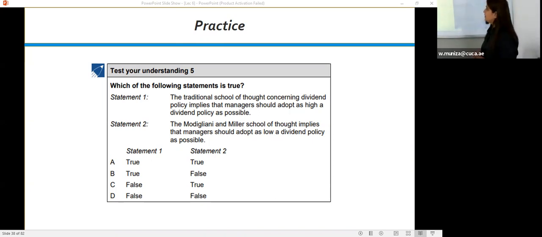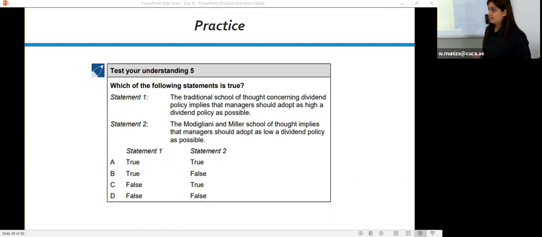Statement 2. The MM school of thought implies that managers should adopt as low a dividend policy as possible. Is this a stance taken by MM theory? Dividend irrelevancy theory? We look into the earnings situation for this. They have provided us a view that dividend is irrelevant. They do not say that we have to give as low a dividend as possible. They say that dividend is irrelevant. Even if it is paid or not, it is irrelevant. So this was not the stance.